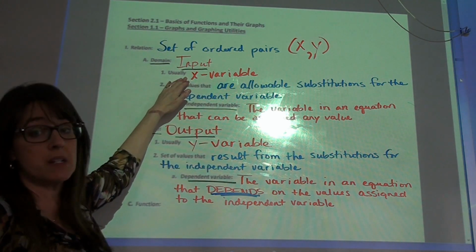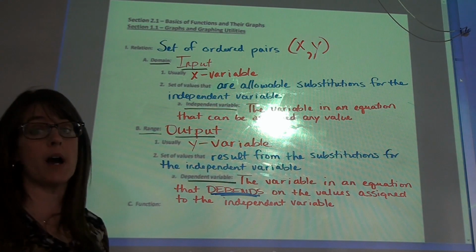Typically domain is X, but it doesn't have to be. Typically range is going to be your Y.